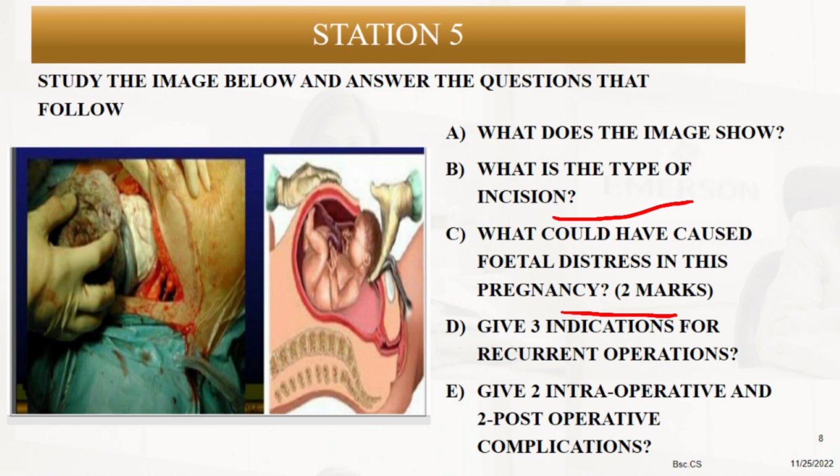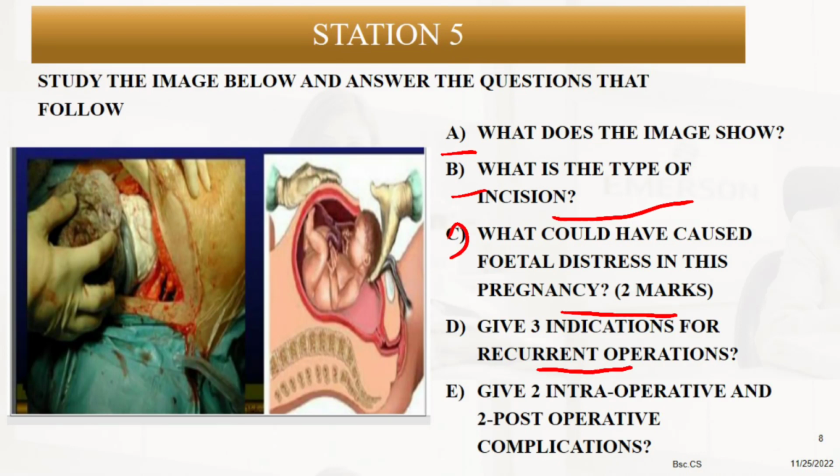Give 3 indications for recurrent operations. Give 2 intra-op and 2 post-op operative complications. So you have already answered A and B. So let's go now to C.